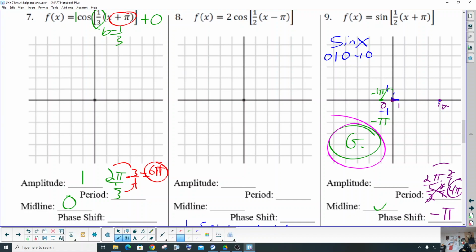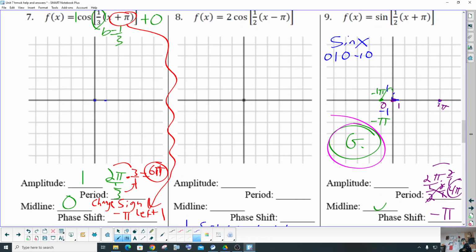Our phase shift is plus pi, which is going to change the sign. And when you change the sign, you do that for every one of these problems. Instead of a positive pi, it's a negative pi. And so that's left 1. 1 what? Well, we'll see. It depends on the period.